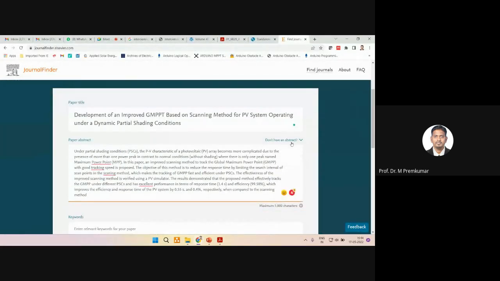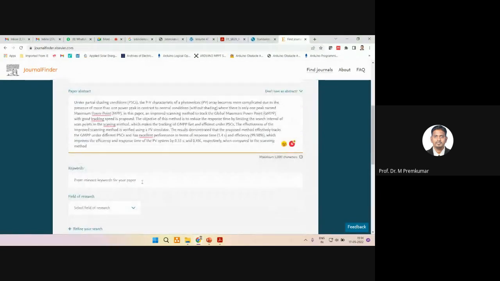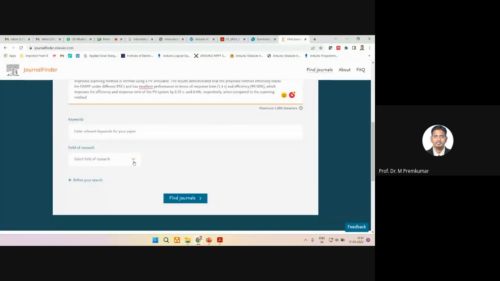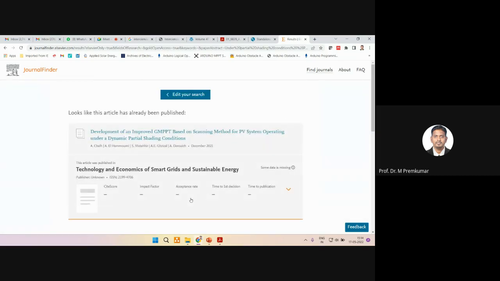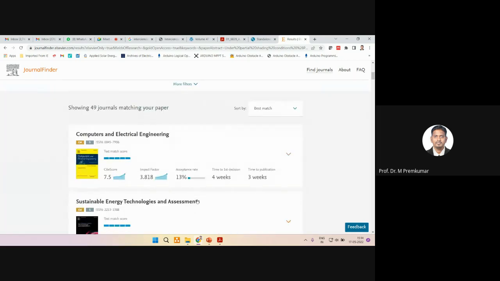Once it is done, you don't need to give any keyword and you don't need to select any field of research. If you want a particular journal or particular research area, then you can select it, or else just leave it blank and click find journals. See, it will list out whatever possible journals there are for your particular work.